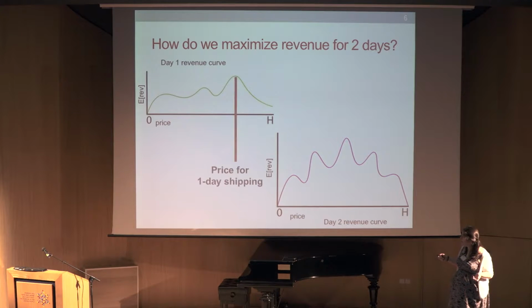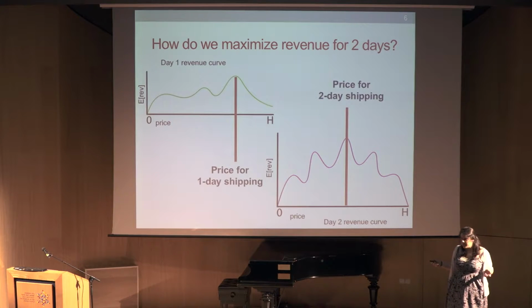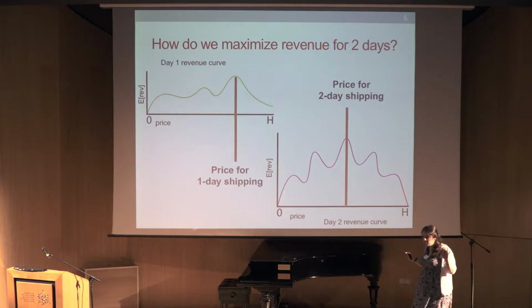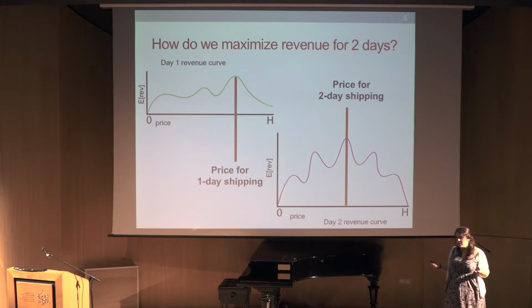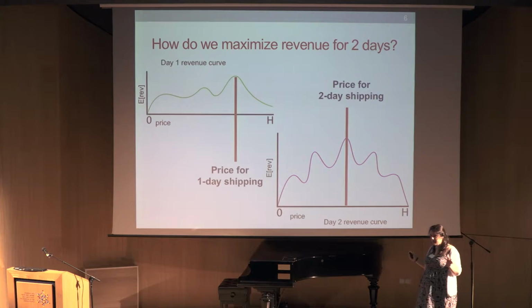Well, the easy thing to do is just to post the peaks. These are the best prices individually. We know how to solve the single 1-day shipping problem. And in this case, this is the optimal thing to do. So when the reserve prices are decreasing, it's simple. You just post the decreasing reserve prices. OK?